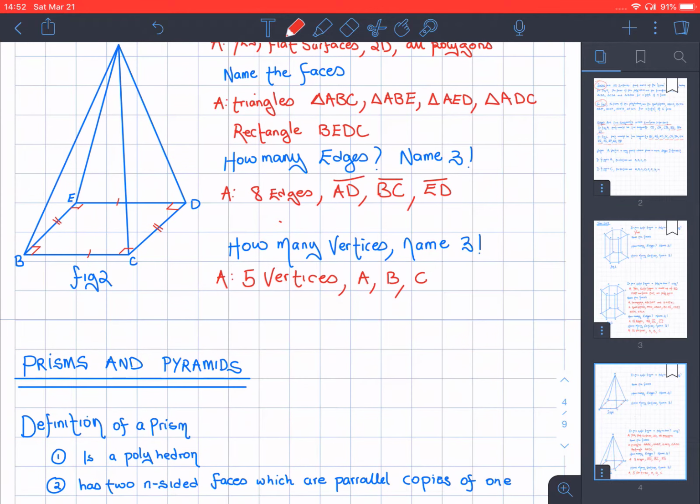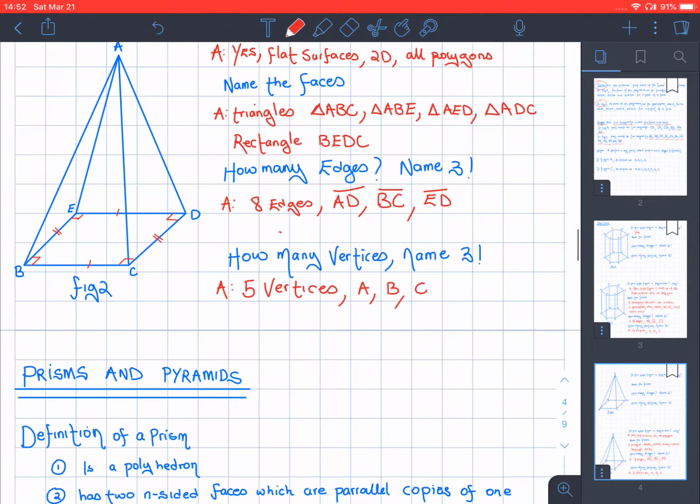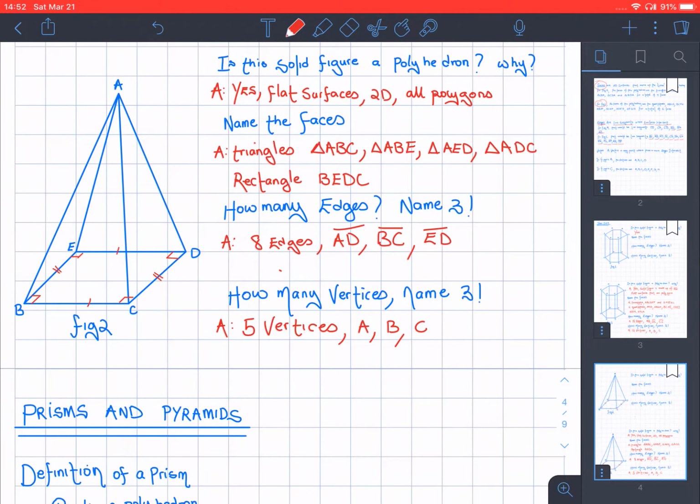And then the last question is how many vertices, and name three. And vertices, just think about all the points in this polyhedron. So we have E, B, C, and D. So 5 vertices. A, B, C is 3 examples.